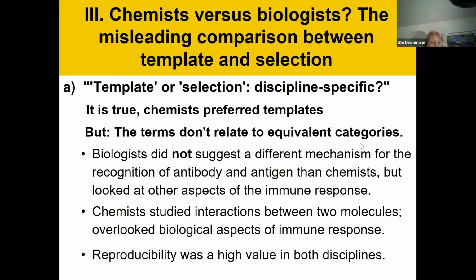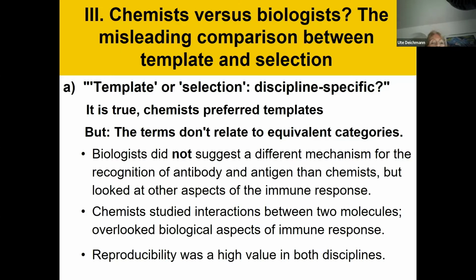I come to my last point, chemists versus biologists, the misleading comparison between template and selection. I wrote and submitted an article on Pauling's antibody work, and one of the reviewers said that template is something that chemists used and selection is something that biologists used. I cannot blame Pauling for mistakes, because that's a discipline-specific mistake. And I disagreed, of course, and for the following reason. It is true that chemists preferred and still prefer templates, but the terms simply don't relate to equivalent theories.